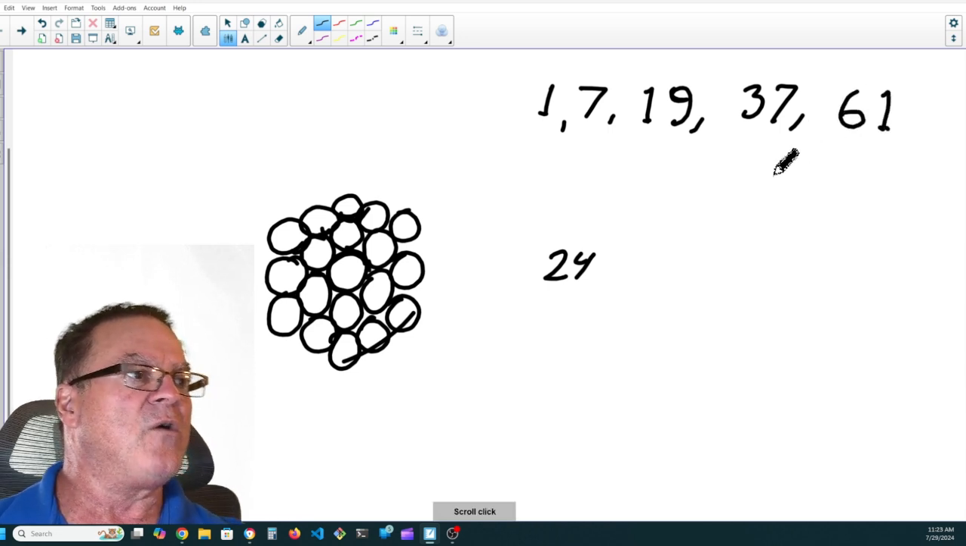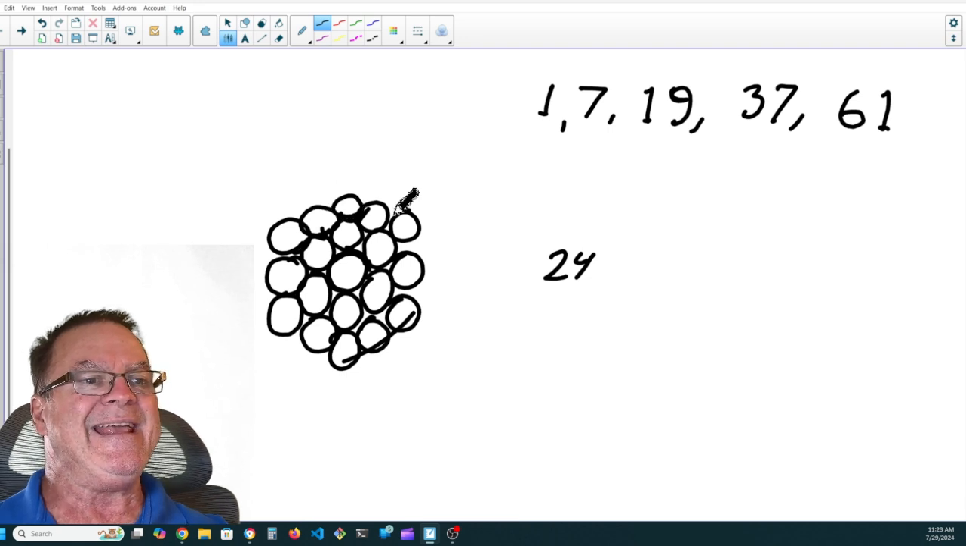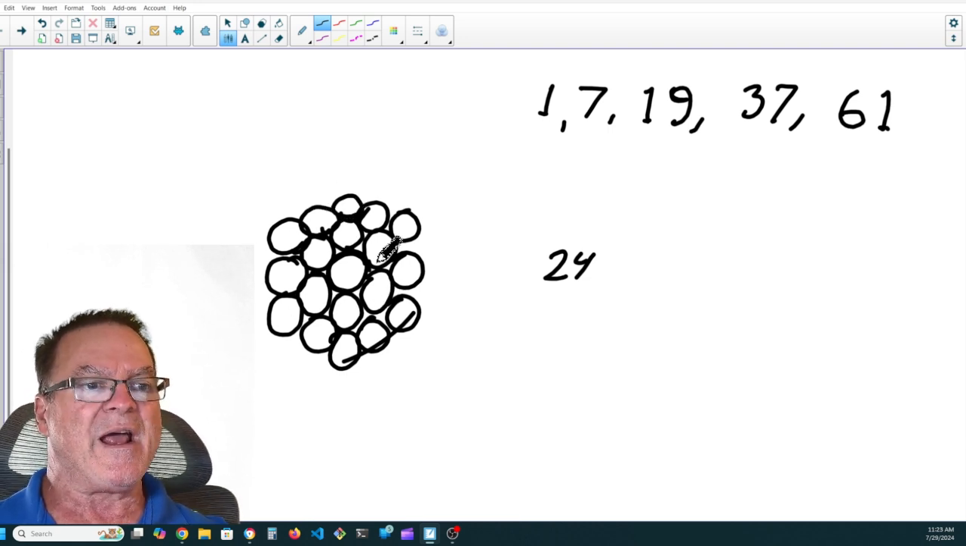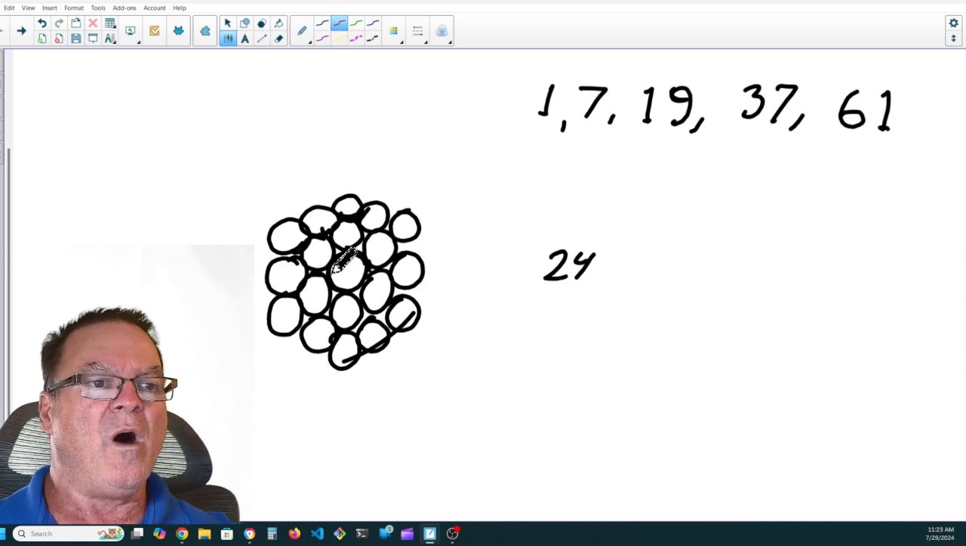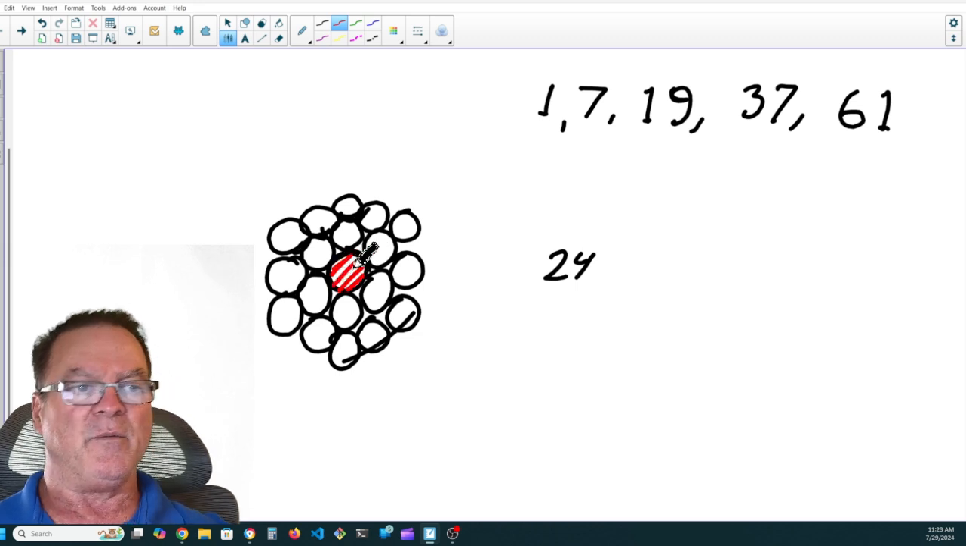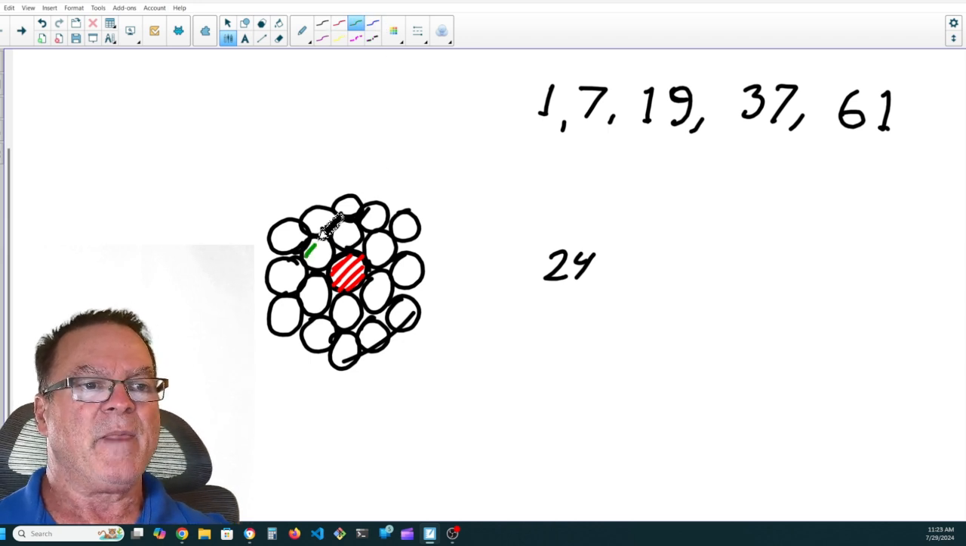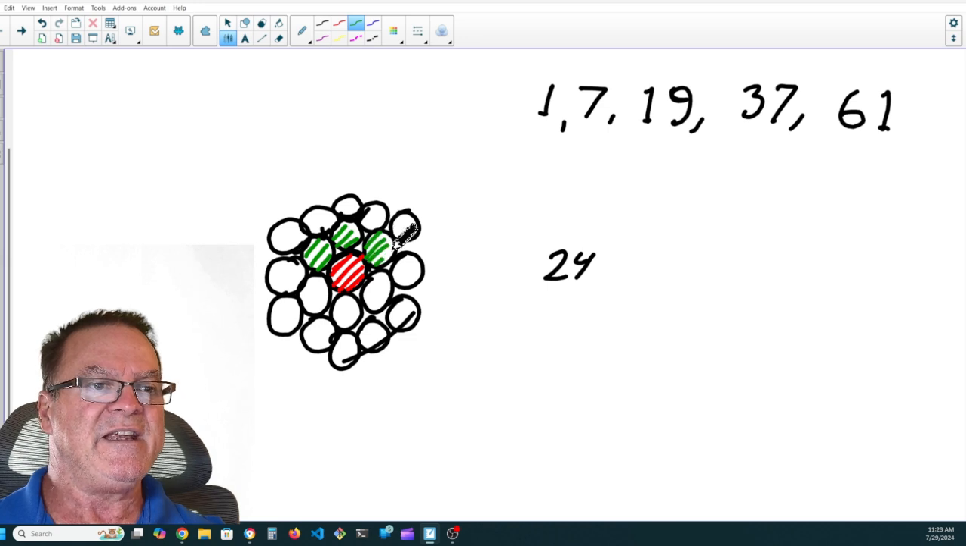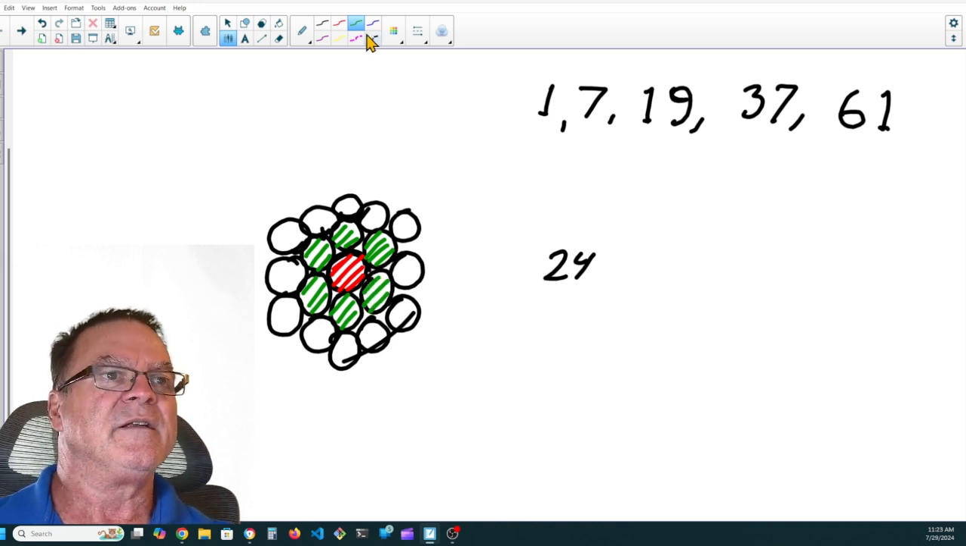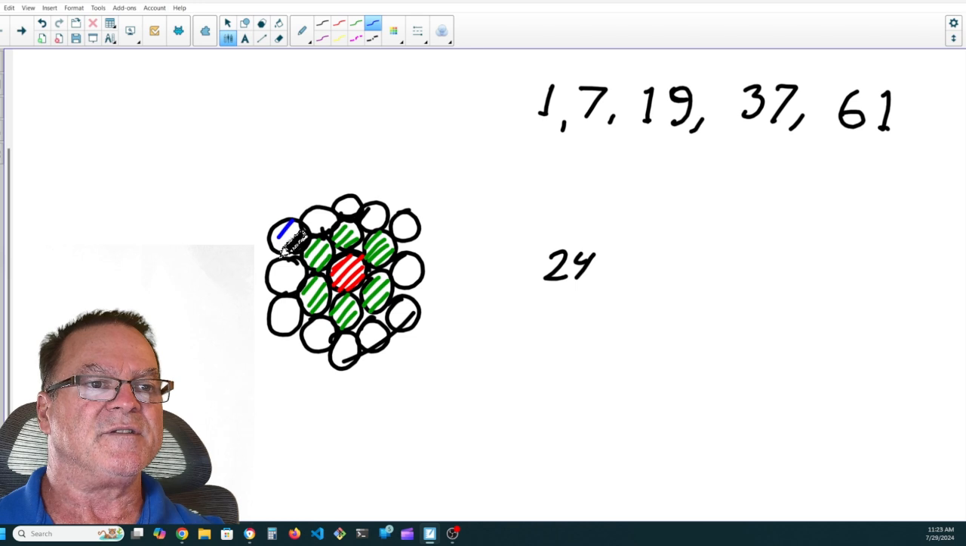So notice how every time I'm putting an even number of strands around the existing strands, but there's always this one strand in the middle that makes them all an odd number. So 1, 6 plus 6 is 7, plus 12 is 19, plus 18 is 37. Does that make sense? Hopefully it does.